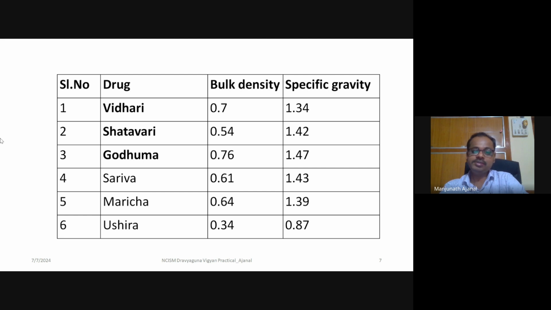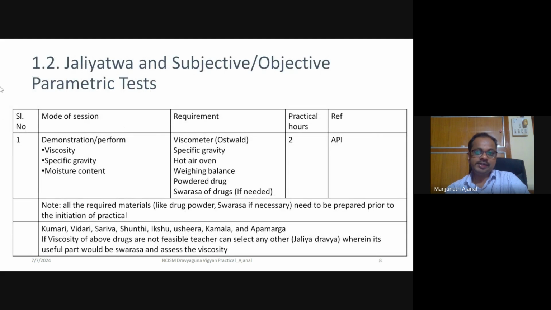So when you compare the Parthiva and non-Parthiva, the results show that the density and the specific gravity of the Parthiva Dravyas are more compared to the non-Parthiva Dravyas. So this is what students need to learn. Similarly, the second practical is the assessment and understanding of the Jaliyatva of the Dravyas.